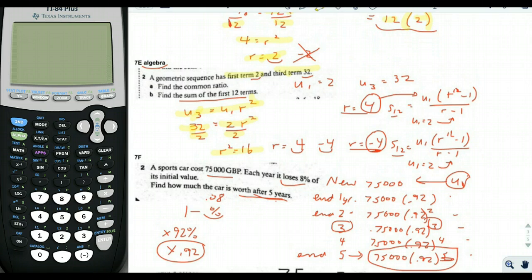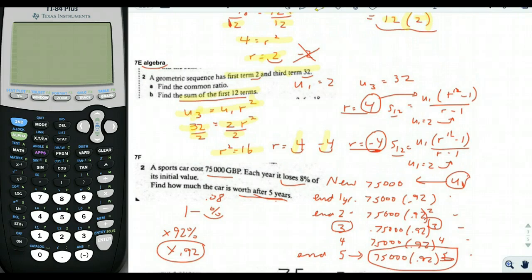If R squared is equal to 16, what's R? Well, it could be 4 and it could be negative 4. Now, did they tell us at any time that all the terms were positive? No, they didn't. So it could be either 4 or negative 4. So now we need to calculate the rest of the problem, always thinking that the answer could be 4 or negative 4, because they've never told us it wasn't negative.